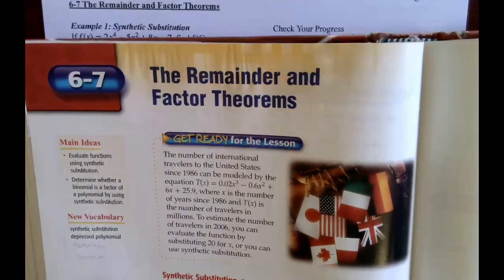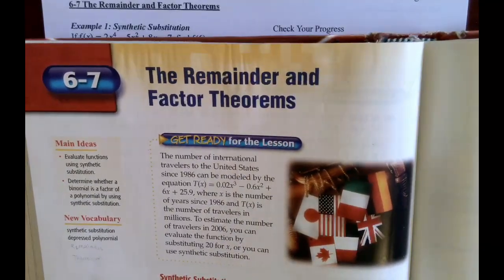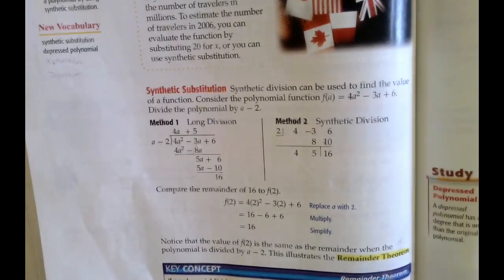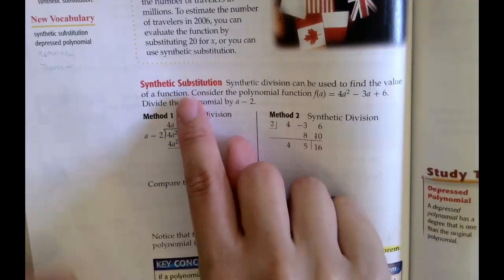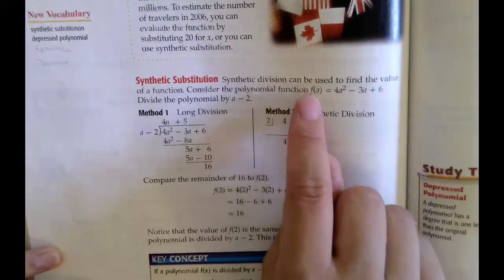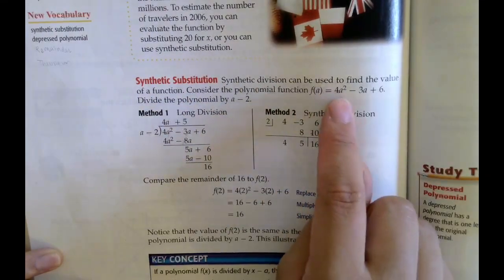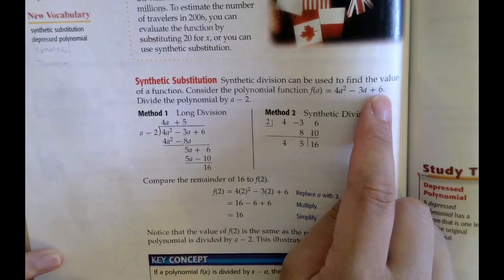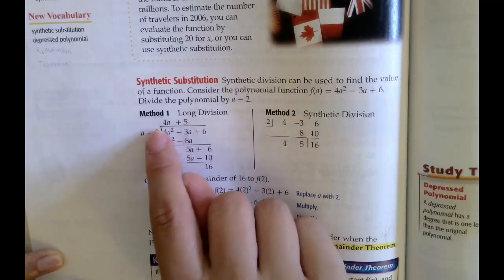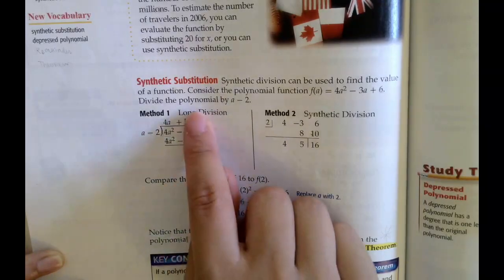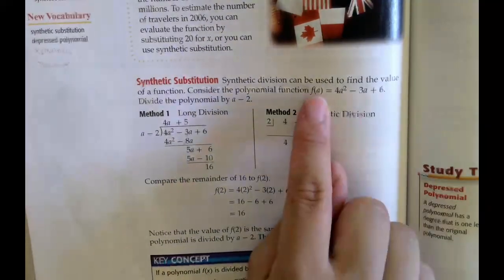Hi guys, so today we're going to be doing the remainder and factor theorems. Okay? So we're going to start with synthetic substitution. We can use synthetic division to find the value of a function, right? Considering the polynomial function f of a equals 4a squared minus 3a plus 6, let's say we divide the polynomial by a minus 2, whether we use long division or synthetic division.